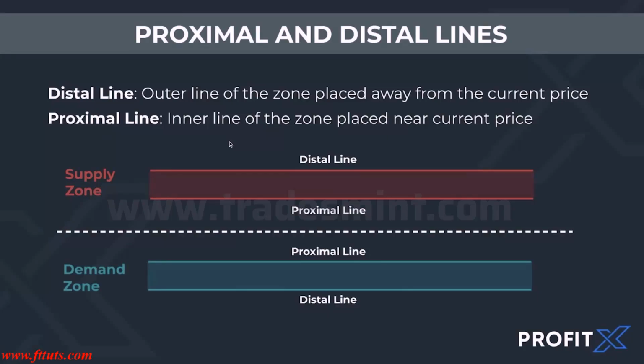There are two lines that we're going to talk about when it comes to drawing the zones. There's a line that's referred to commonly in the industry as the distal line, and that's the outer line of the zone. It's placed away from the current price, right? So that's the outer line of your zone. The proximal line is the inner line of the zone, placed nearest to the current price. You don't have to memorize these names, but the key is that you learn that there are two lines that you want to draw, an outer line and an inner line.